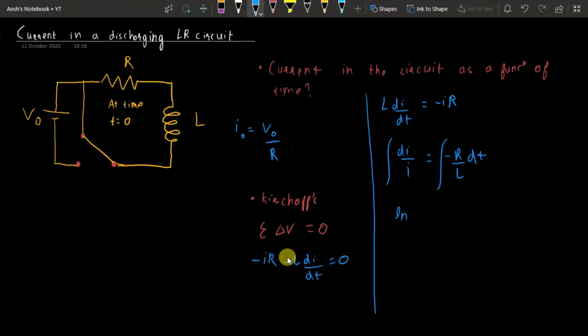On the left hand side, the integral of di by I has the solution natural logarithm of I, and on the right hand side the minus R by L are constants and they come out of the integral, and we have integral dt, which can simply be written as just t. So we'll erase this and write it as just t, and we have a constant of integration, plus c.